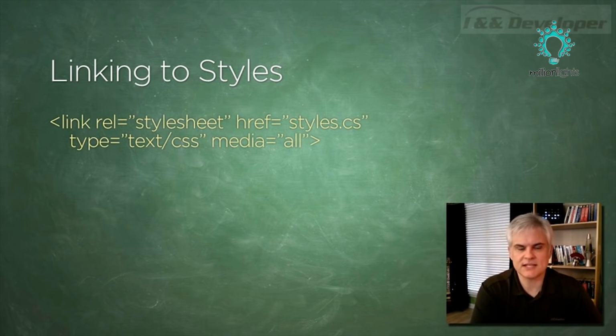Okay, and then the type. The type we set to text/css. We're just instructing the browser how it should interpret this type of file. In this case, it's going to be ASCII text, and it's going to contain CSS, so get ready for it. And then finally, media, which we set in this case to all. We've seen it set to screen before as well.